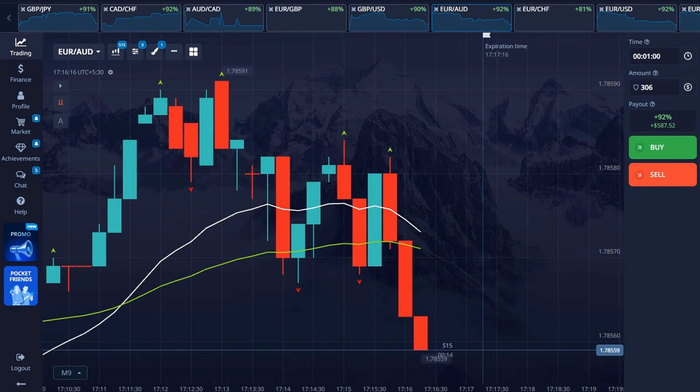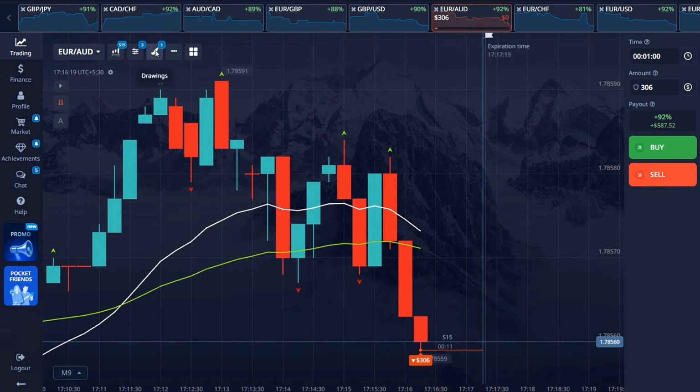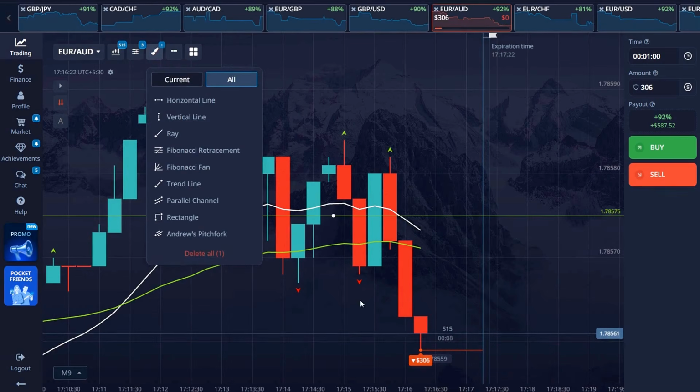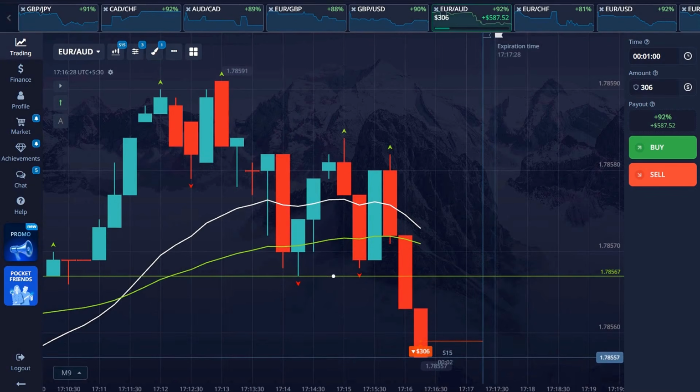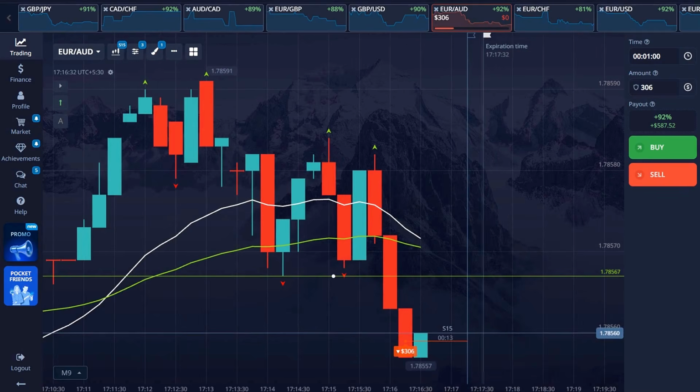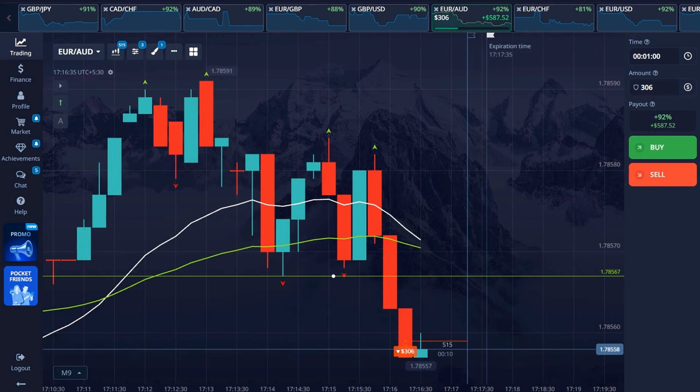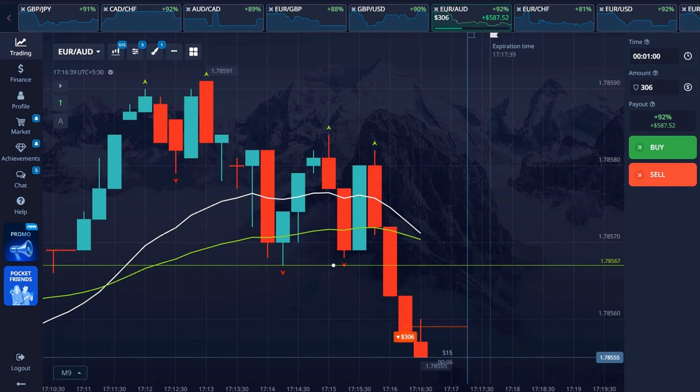Here's a clean example of a sell trade using the Fractal Breakout Strategy. On the chart, you can see a recent down fractal marked below the candles. I drew a horizontal line at this level to mark support. When price broke and closed below that fractal line, it confirmed bearish momentum.